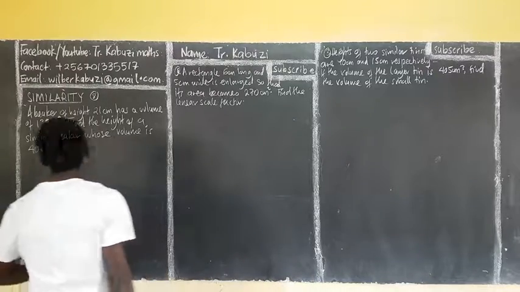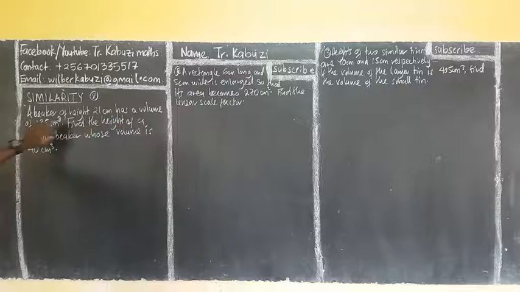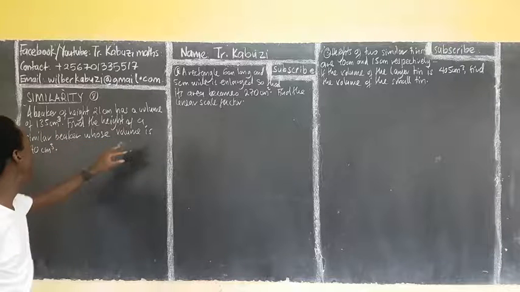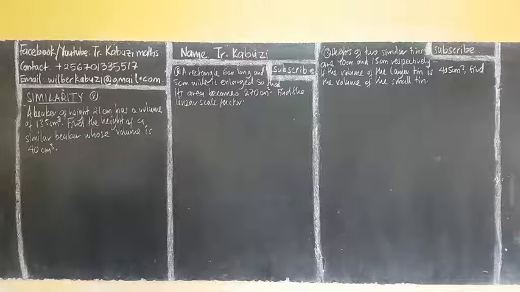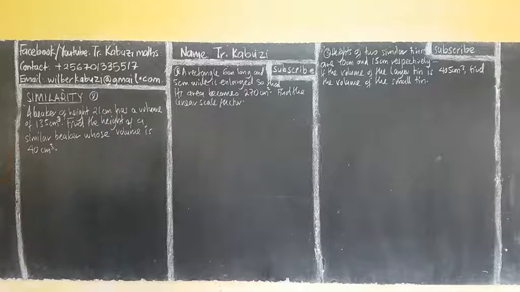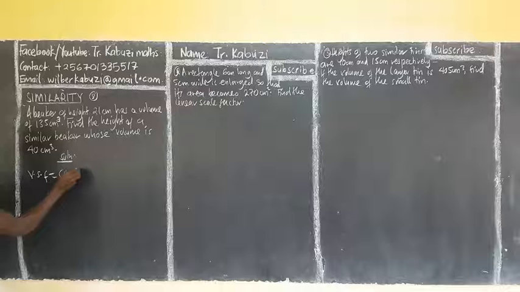Okay, let us go through the first one. A beaker of height 21 centimeters has a volume of 135. Find the height of a similar beaker whose volume is 40. That's what they are giving. We have length related to a volume. I know that the only formula that does that is the volume scale factor is equal to the linear scale factor cubed.